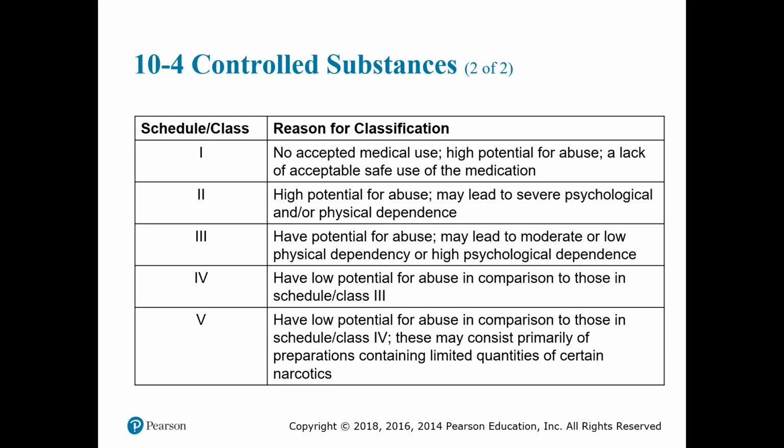For class 4, have low potential for abuse in comparison to those in schedule or class 3. So an example there would be Xanax, for instance. And then in class 5, these have a low potential for abuse in comparison to those in class 4. These may consist primarily of preparations containing limited quantities of certain narcotics. So cough medications there sometimes, cough medications with codeine, for instance, that would be an example of a class 5. So anything that has a potential for abuse or dependence, you're going to have that controlled substance label on it as well.